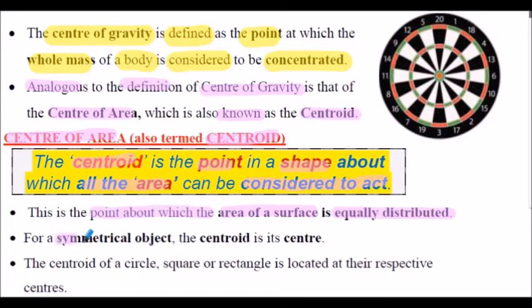For a symmetrical object, the centroid is its centre. For example, the centroid of a circle, a square or rectangle can be located at their respective centres. So the centroid of the circular dartboard shown here would be at its bullseye.